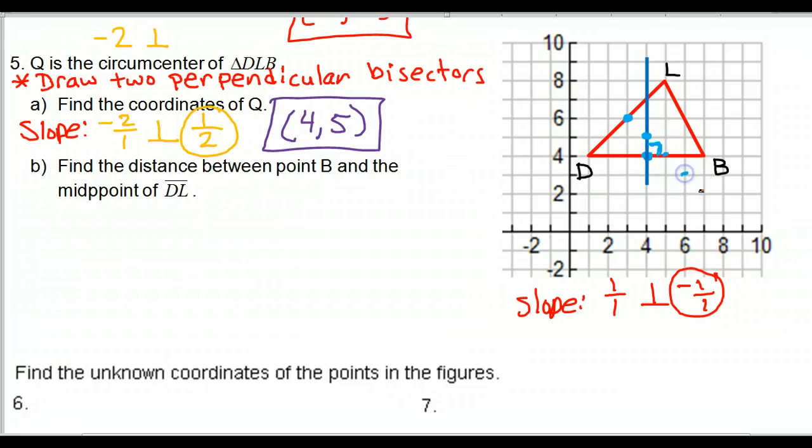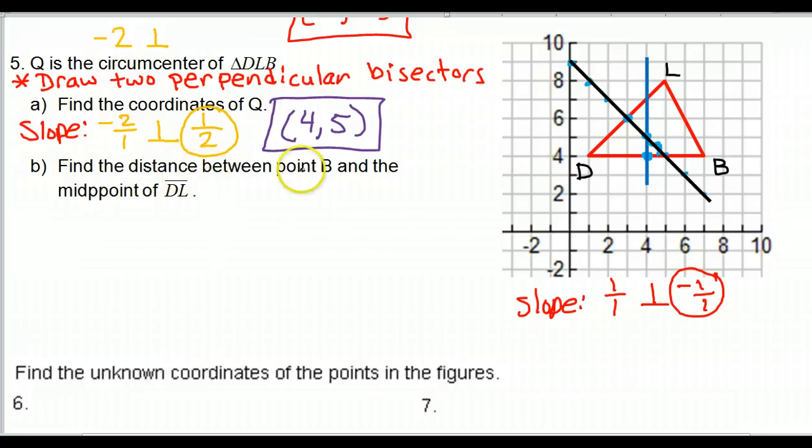Down 1, right 1. Make a couple more. Come this way also. Just continuing the same pattern. So once again, this would be my perpendicular bisector. Okay, that didn't 100% work, but anyway, you get the idea. That's my perpendicular bisector, and once again, it meets here at 4, 5, which we already knew. All right, let's move on to part B.